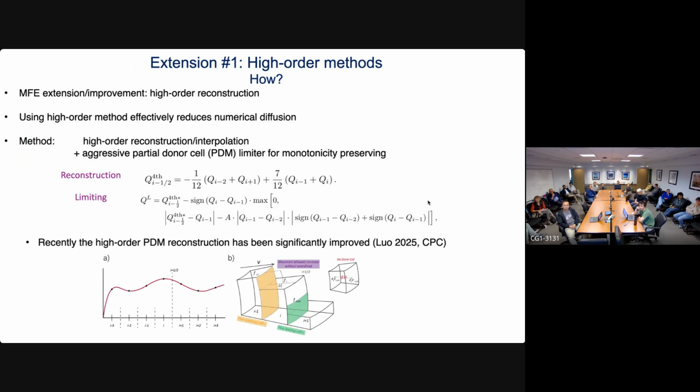And more recently, we have developed an improved version of the high order reconstruction method. The method can achieve arbitrarily high order accuracy and preserve monotonicity in arbitrary orthogonal curvilinear geometry, even with a steep curvature.